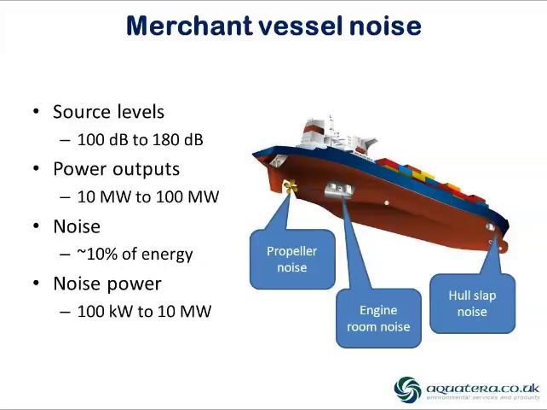So let's just reflect on the noise levels that are associated with 3 different sources. So here I've looked at a merchant vessel, and typically the source levels of noise for merchant vessels range from about 100 decibels up to about 180 decibels. Now those noises arise from propellers, they arise from engine room noise, and to a certain extent from waves slapping on the hull of the vessel.